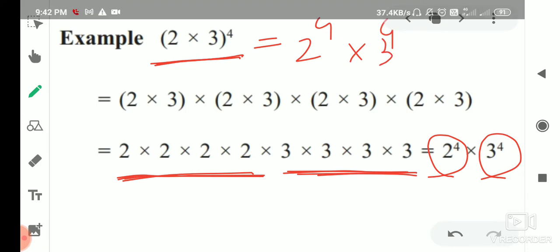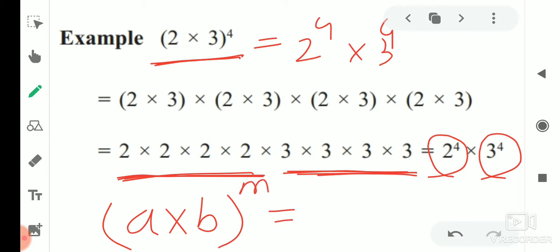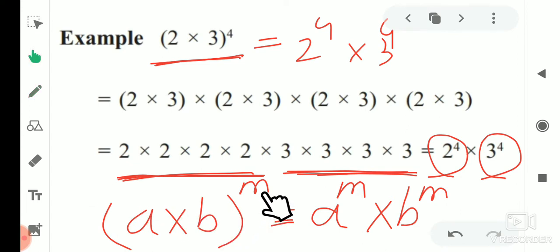It means that if a and b are two numbers in multiplication, a into b, then their power will be separated out: a raised to the power m into b raised to the power m. This is the formula for the index of a product of two numbers. We read it as a into b raised to the power m equals a raised to power m into b raised to power m.